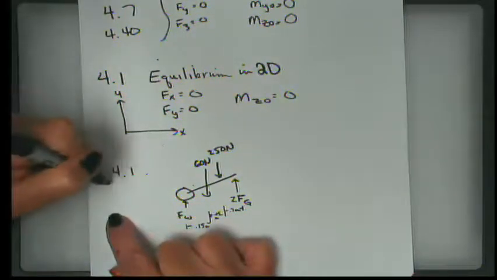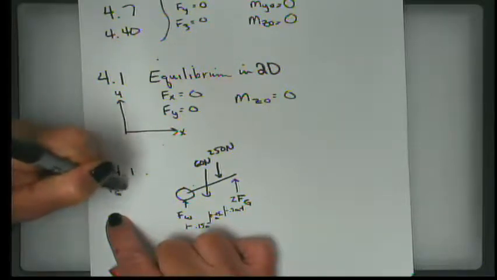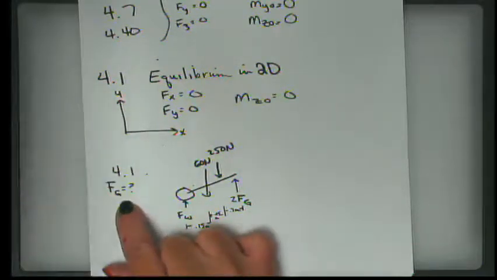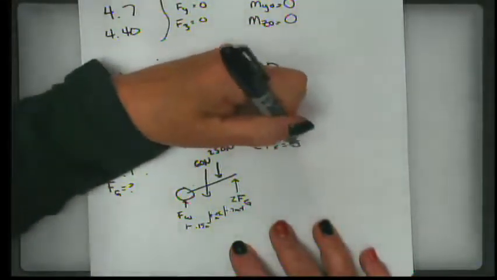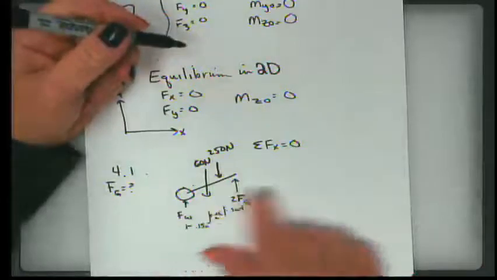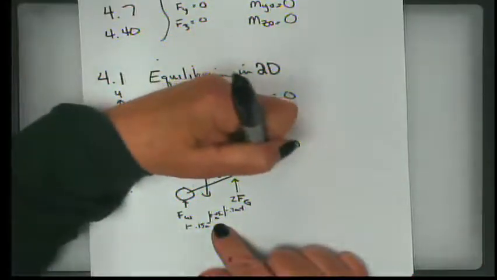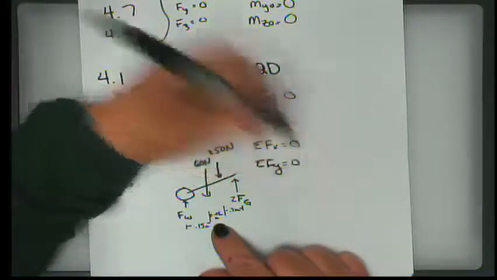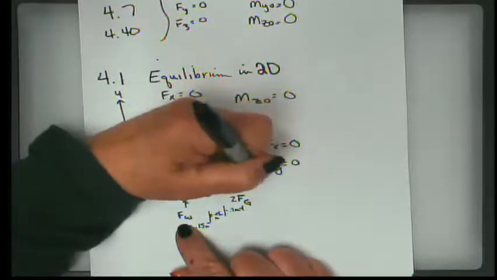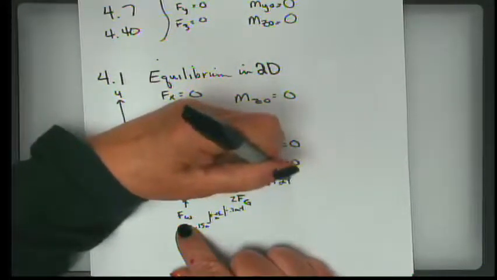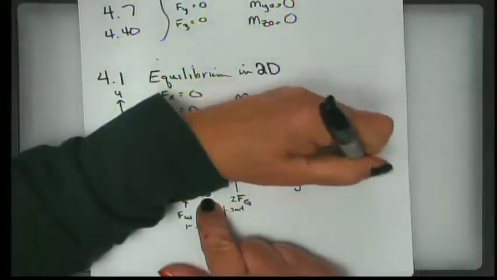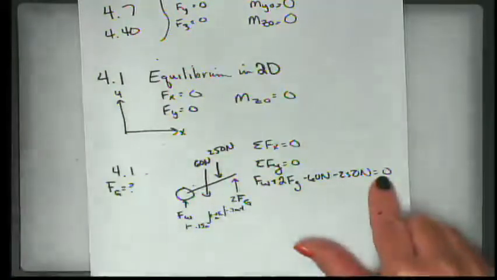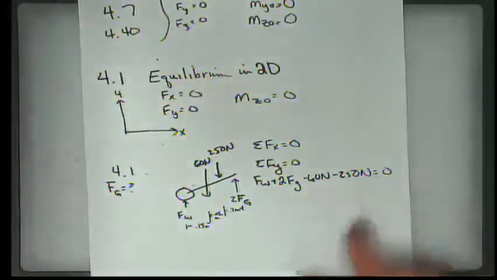Okay, what we're looking for in this problem is f sub g. All right, so the first thing we do is set up our equations. We know the summation of forces x has to equal 0, which is a trivial equation. There's nothing going on in the x direction. So we also know the summation of forces y equals 0. Going up, we have the force of the wheel and 2 times the force of the gardener. Going down, we have 60 newtons and 250 newtons. And we know that in order for this to be an equilibrium, those have to sum to 0.